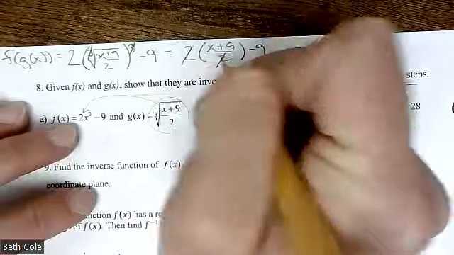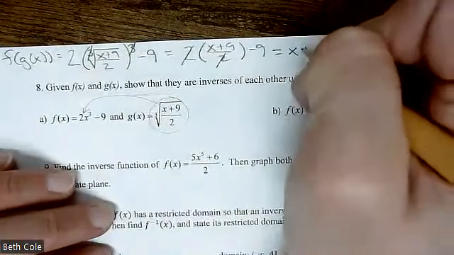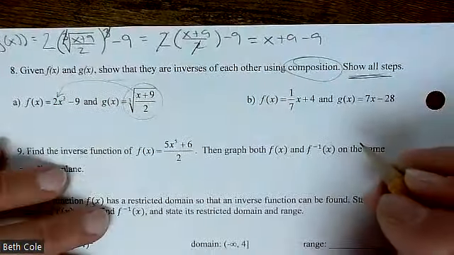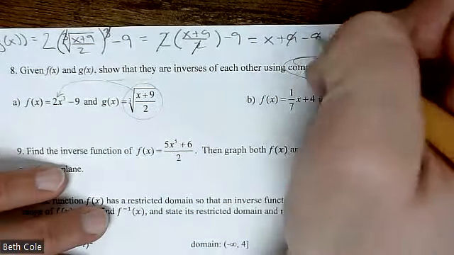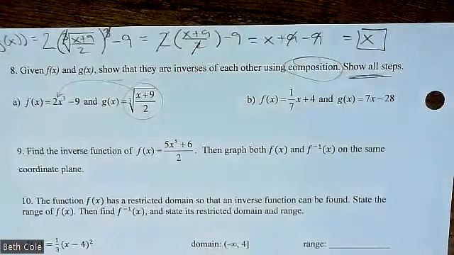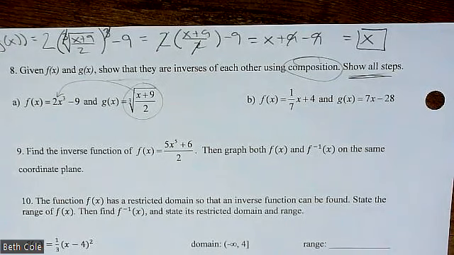The 2s are next. That gives you x plus 9 minus 9. And then they cancel and you get x. You will get x. Spoiler alert, that's the answer. You will get that. You're showing me the order of the steps. That's the important thing.